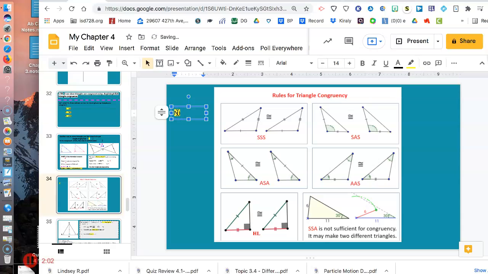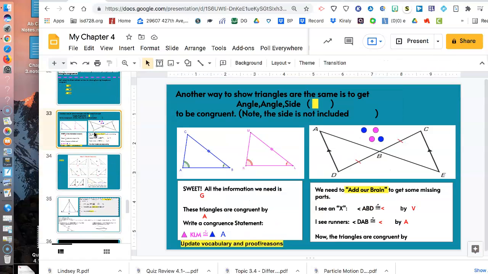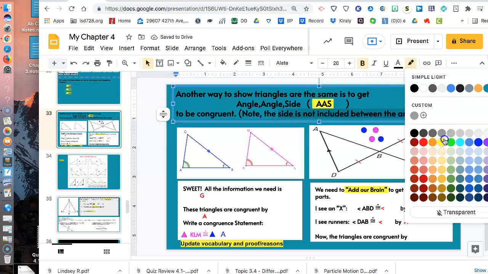Also, up in the top left here, I want you to type in that there's no angle, angle, angle. Just getting 3 pairs of angles to be the same is also not enough. So let's work with our 4th method, the angle, angle, side, which we'll call AAS congruence. Note, this side is not included between the angles. So you've got to make sure you don't goof it up with angle, side, angle. The side is not included between the angles.